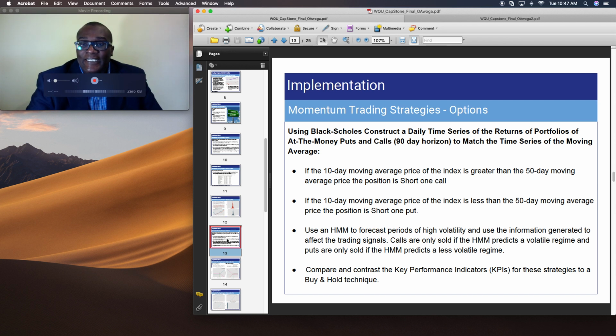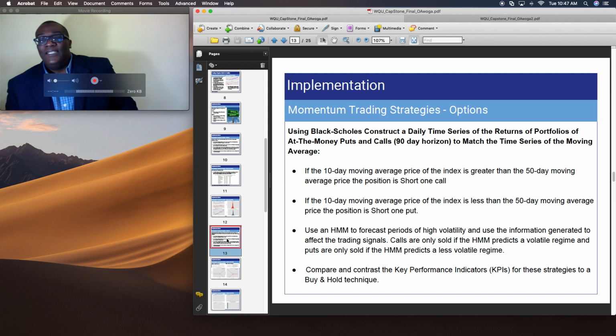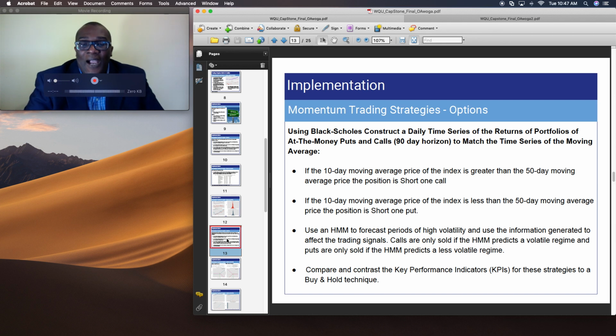For the option strategy, we decided our strategy as follows. The first one is the short call short put methodology. If the 10-day moving average is greater than the 50-day moving average, our strategy is to short one call on the S&P index. If the 10-day moving average, on the other hand, is less than the 50-day moving average, our strategy is to short one put.